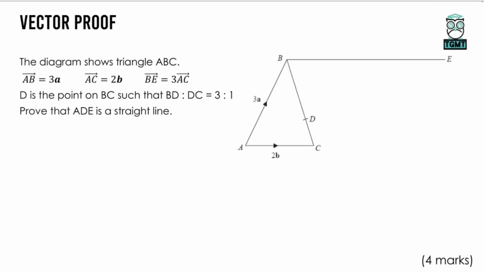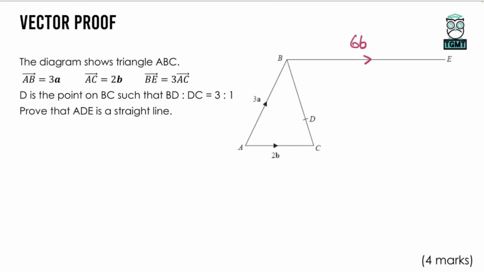Okay, so moving on to some vector proof. This one here says the diagram shows triangle ABC. A to B is 3A, A to C is 2B, which we can see, and B to E is 3 lots of A to C. Well, that's actually not labelled on the diagram, so we could put that on straight away. That's B to E, 3 lots of A to C. A to C is 2B, so that would be 6B. And there we go, that's 3 lots of A to C.